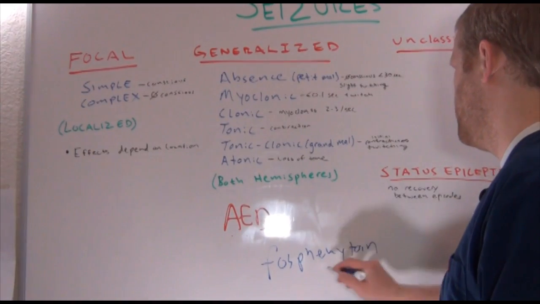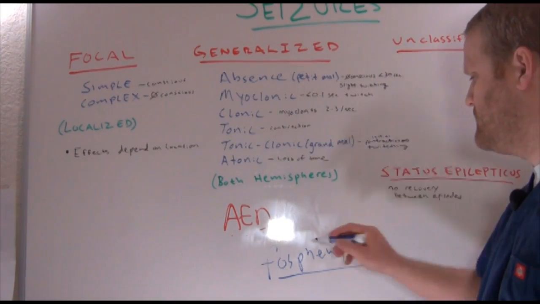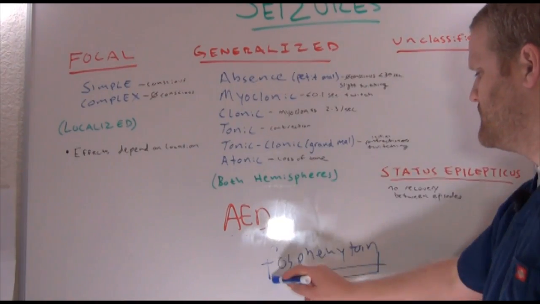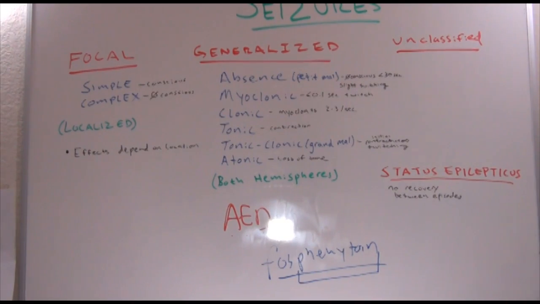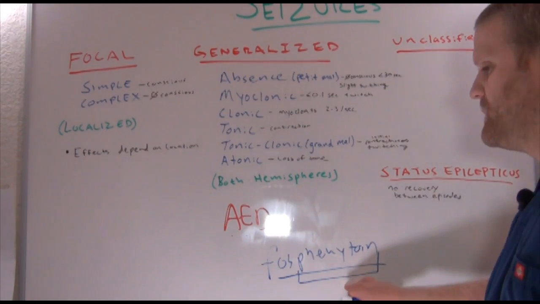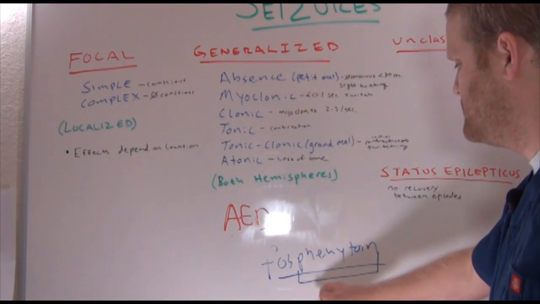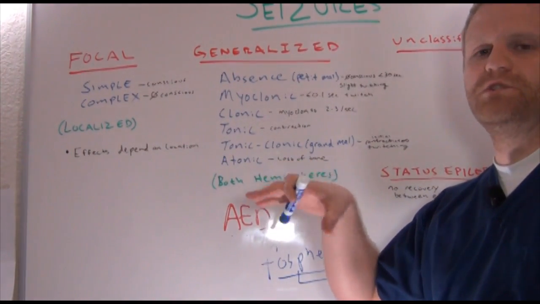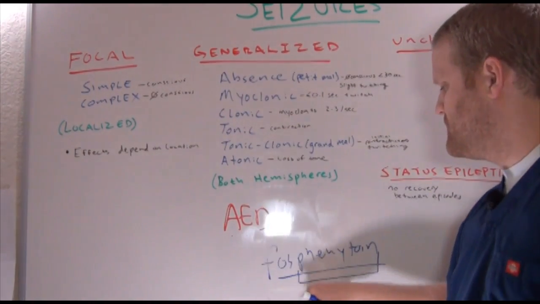Fosphenytoin. Fosphenytoin is actually a derivative of phenytoin. Phenytoin can cause cardiac arrhythmias, and it can cause necrosis at the site. So fosphenytoin is a little bit less damaging. It has a little bit less potential to cause those severe side effects. So we'll give fosphenytoin. You still need to be careful.